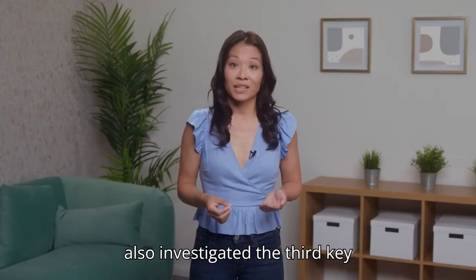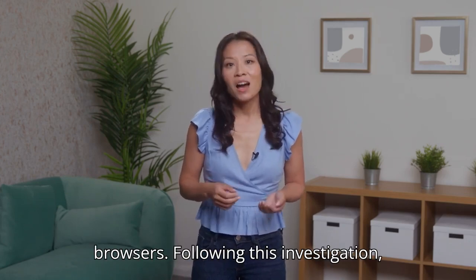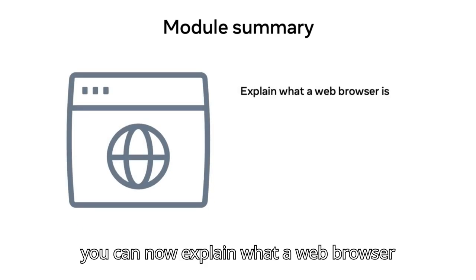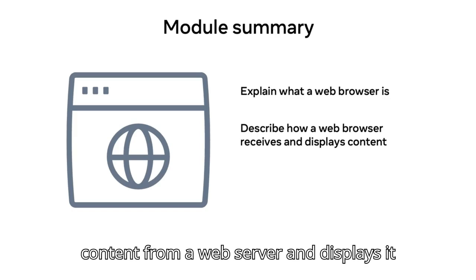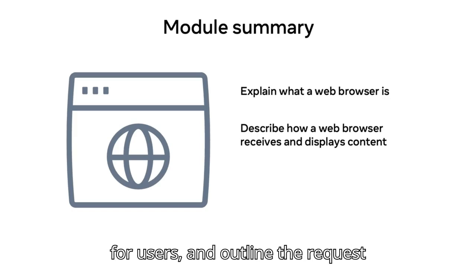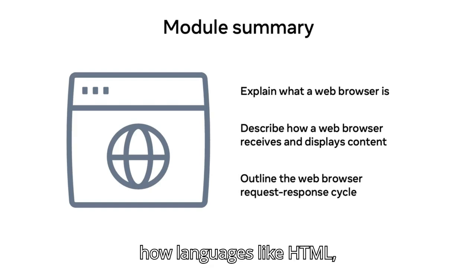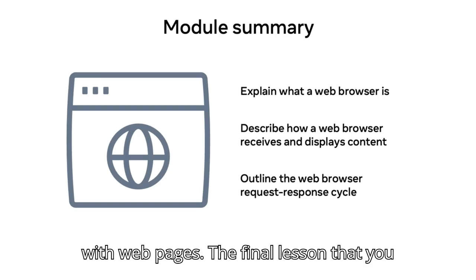And you also investigated the third key technology of the web, which is web browsers. Following this investigation, you can now explain what a web browser is, describe how a web browser receives content from a web server and displays it for users, and outline the request-response cycle. This includes identifying how languages like HTML, CSS, and JavaScript generate and interact with web pages.